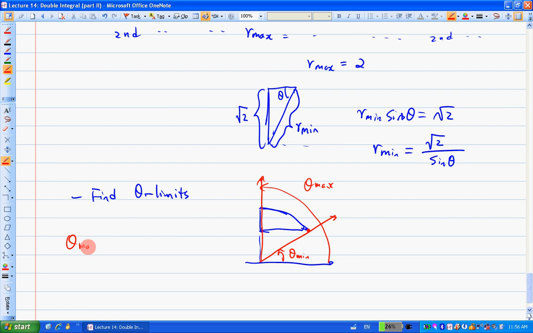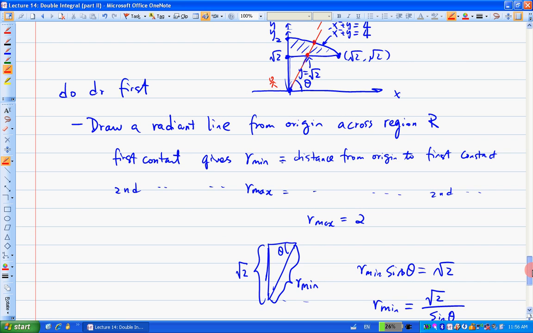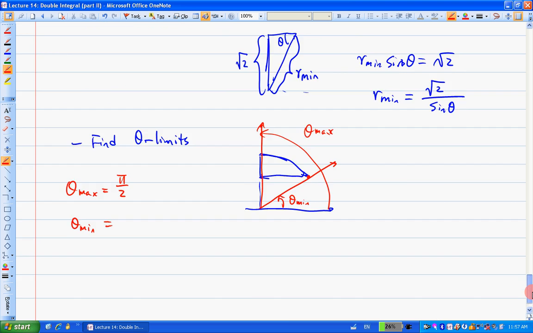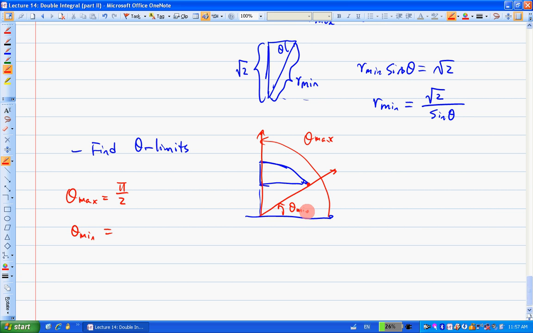So let's see the easy one. What's the theta max? Pi over 2, right? How about theta min now? Do you really need a tan here? So this line passes through which point? Passing this point here, right? And we figured out the coordinate of this point is root 2. So what's this value here? 45 degrees, or pi over 4. Okay, pi over 4.